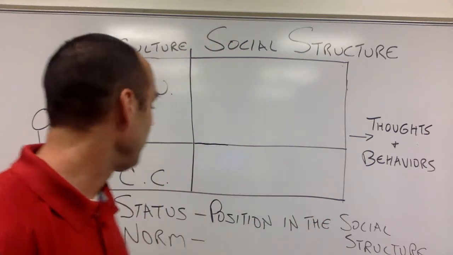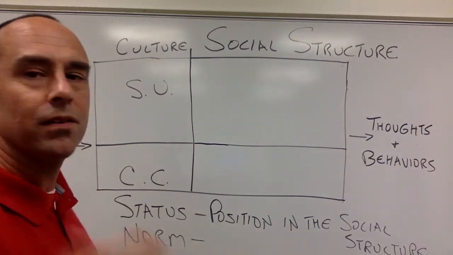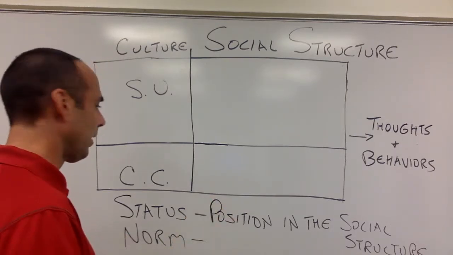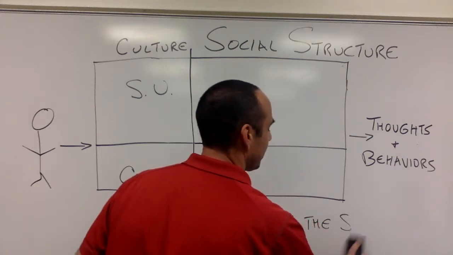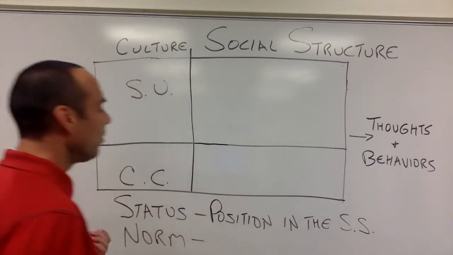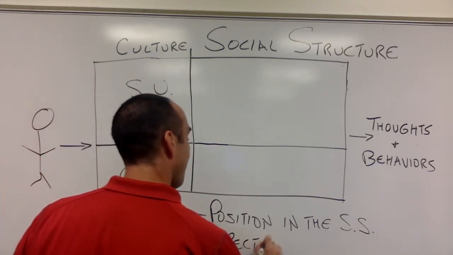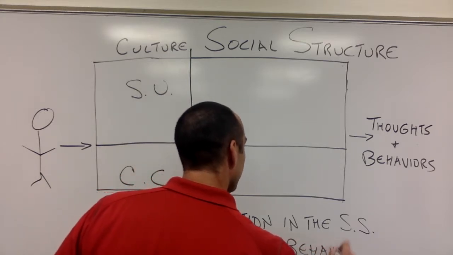Norms is the other term, and norms are going to be very simply defined as, and because of my camera angle and stuff, I'm gonna let it roll. We're gonna abbreviate social structure as SS right now. Social structure. Norms are expected behaviors.